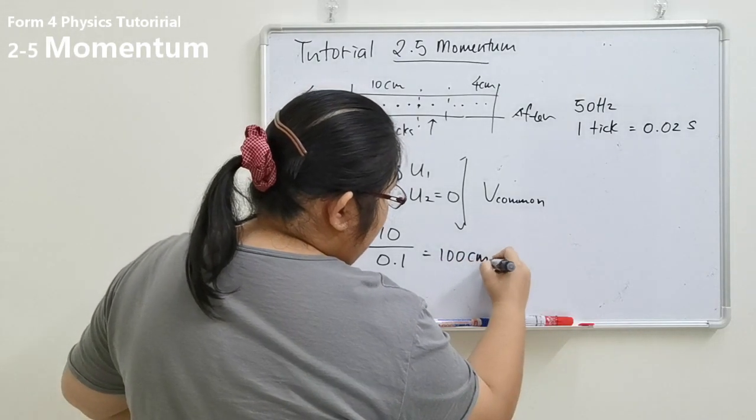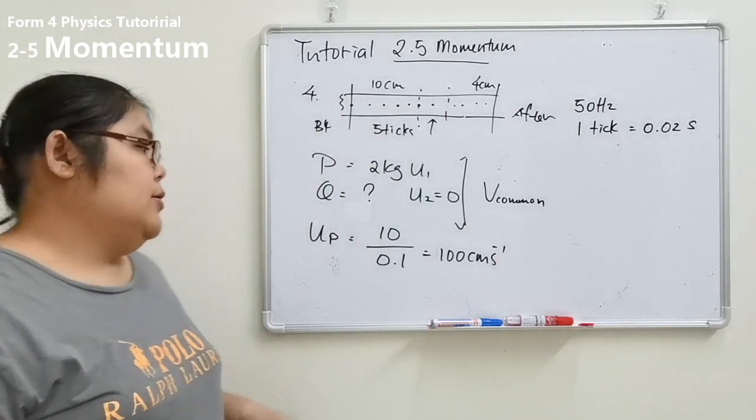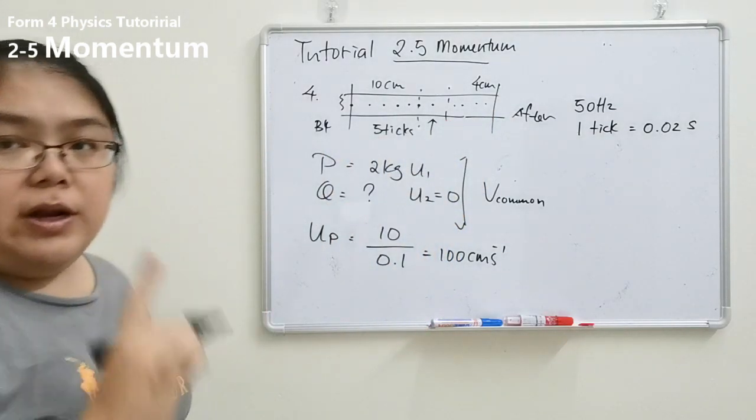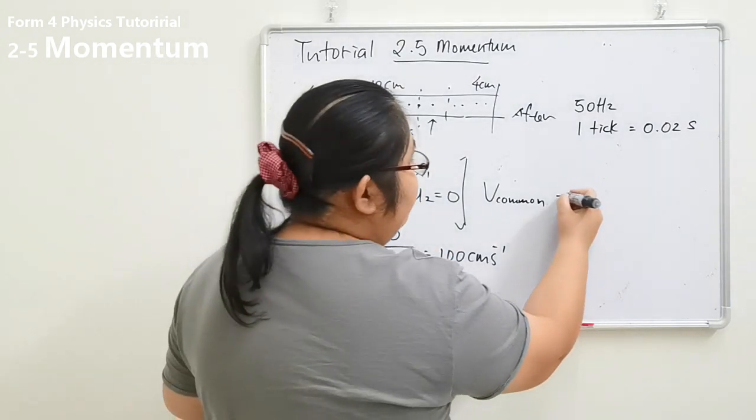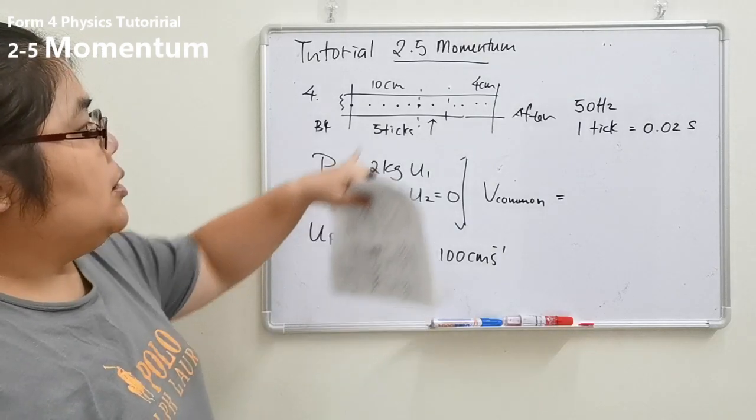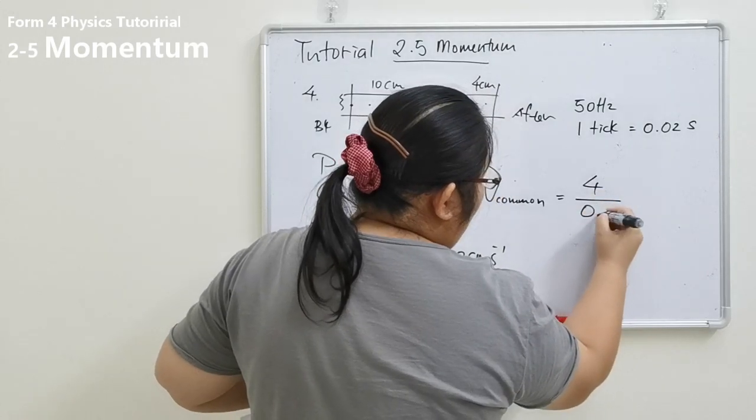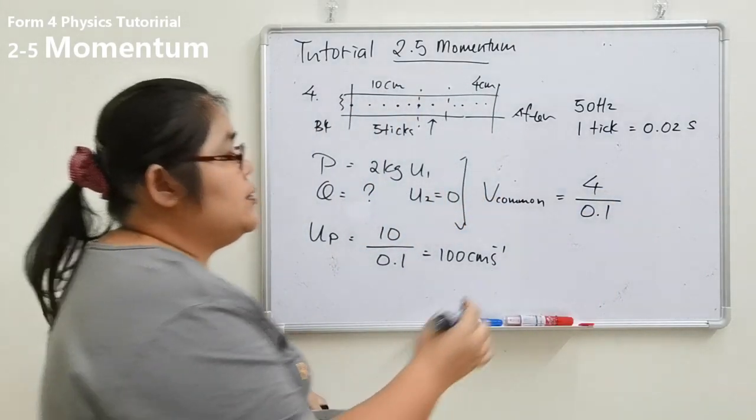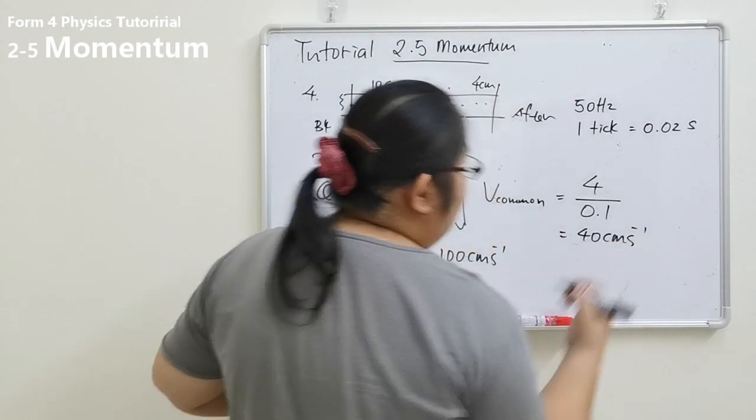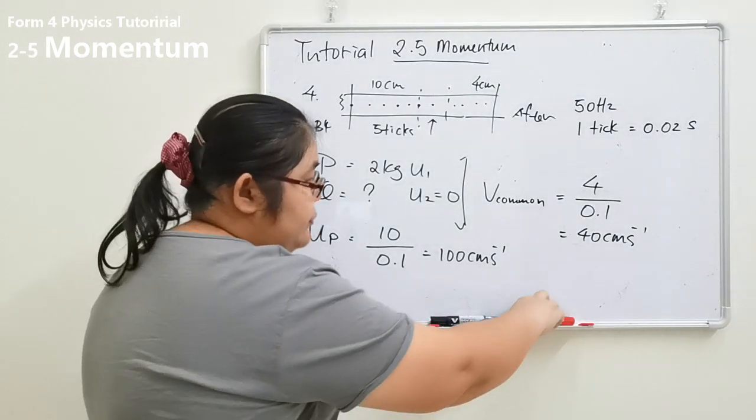100 cm s^-1. Okay, so this one is what I find. Now I go to the final. Final also has just one velocity, that's a common velocity. So we find the formula, V equals 4 cm, also over 0.1 because we got 5 ticks. So the answer is 40 cm s^-1. So I find the velocity. Now I can apply my formula.